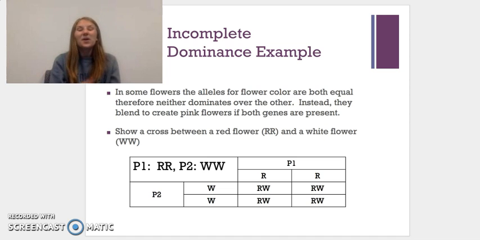All right, so hopefully these were the answers that you received after doing the cross. You can see that the 4 offspring are going to have the trait capital R, capital W, and then those are going to mix together to create that pink colored flower. A little bit of red, a little bit of white, and you get pink.